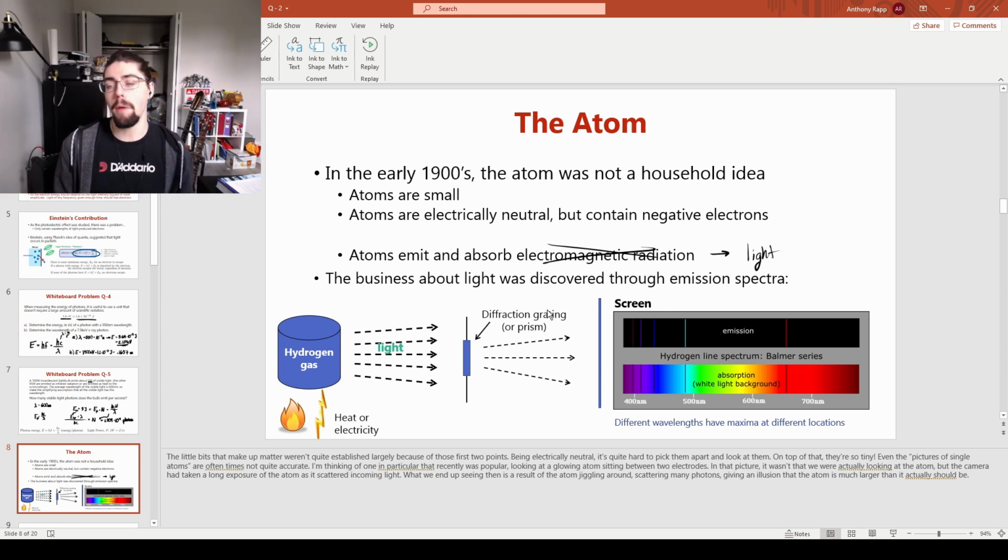But if you pass it through a diffraction grating, that fun thing that we talked about last time, then that spreads out all of the different wavelengths. And suddenly you can notice these things. And you notice these very, very thin spots of either color or darkness, depending on which experiment you're doing. And this was interesting.